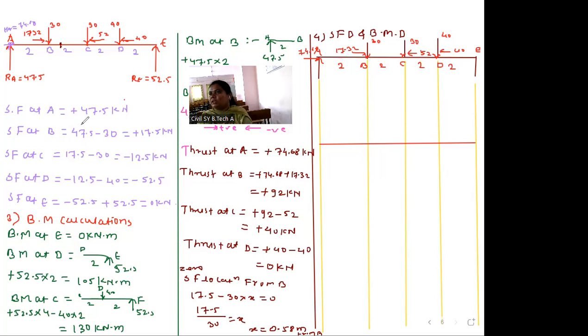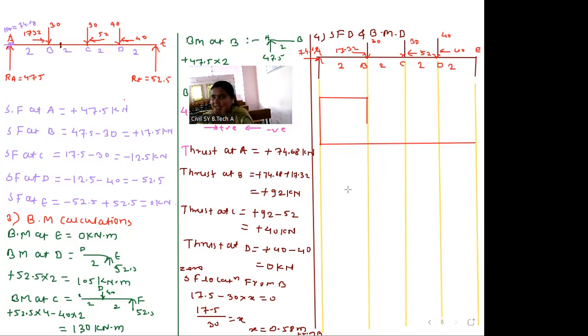you see here, 47.5. So this will be above baseline. So 47.5. After that, shear force at B. So up to B point value is same because there is no force. At B plus 17.5, but it goes downward. So up to this, suppose 17.5.